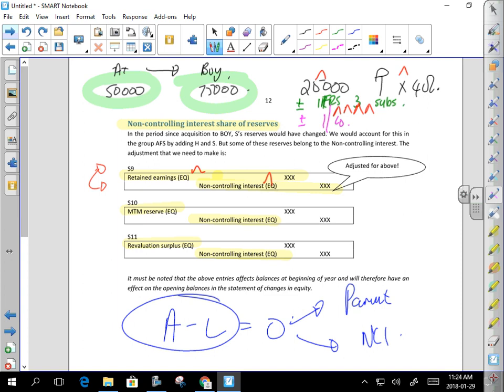So the intercompany is the same, eh? Doesn't matter who makes the profit, P or S. But if S made the profit, then that debit or credit to retained earnings has an effect on the amount of that retained earnings that we give to NCI. Okay.